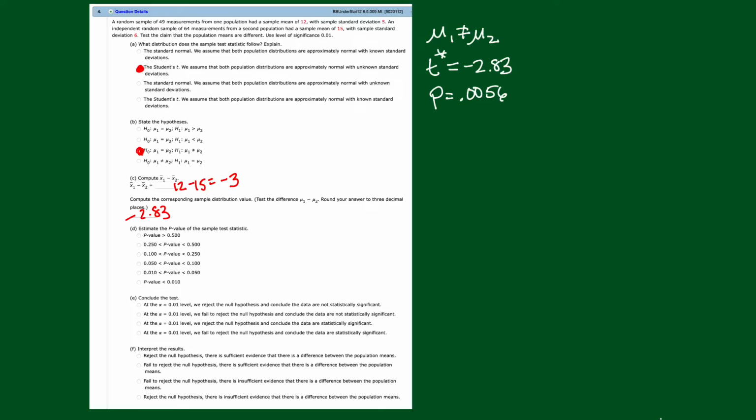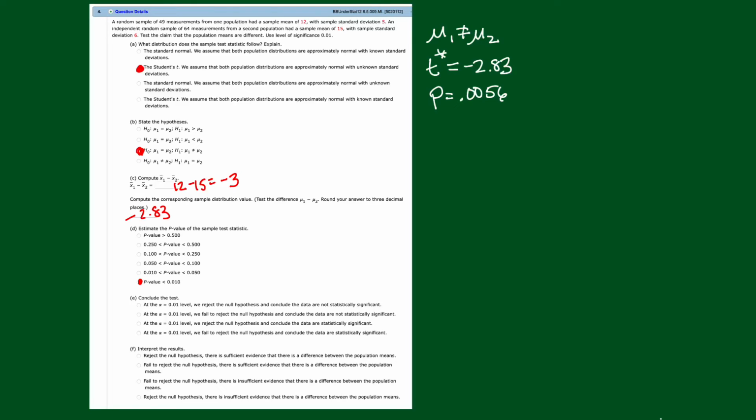Now they're asking us to estimate the p-value. All right, well, what is our p-value here? Oh, that's very small, right? 0.005, that's about 0.5%. So which one is that going to match down here? All right, well, this is 25%, 10%. That's 5%. This is 1%. This is less than 1%. And we're at 0.5%. So we are going to go with this value down here at less than 1%.